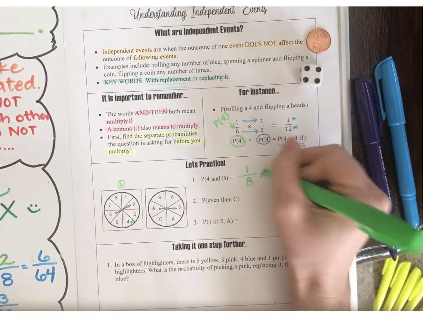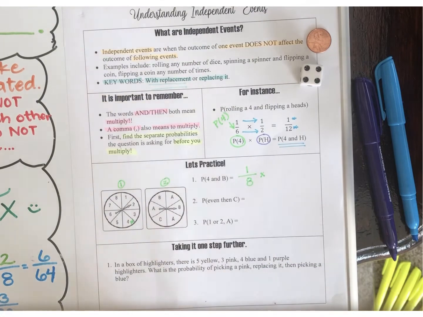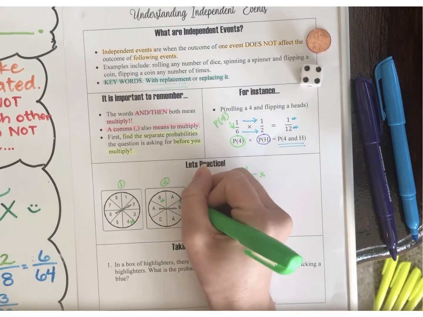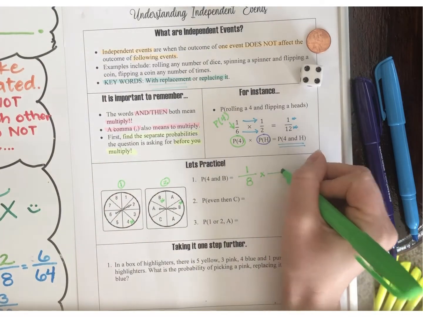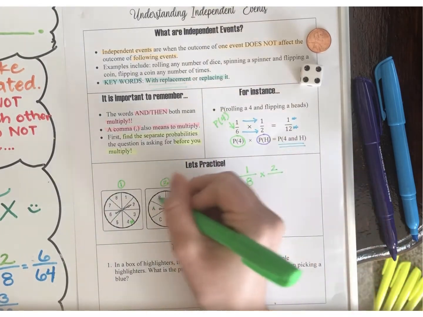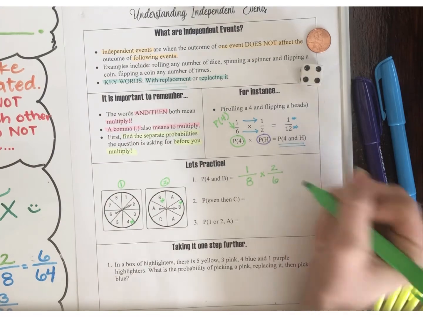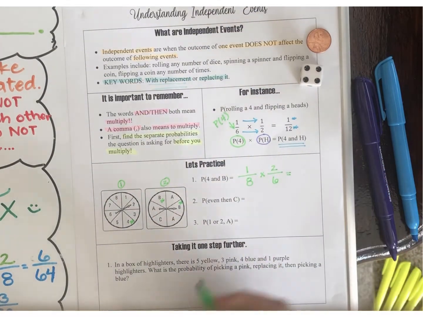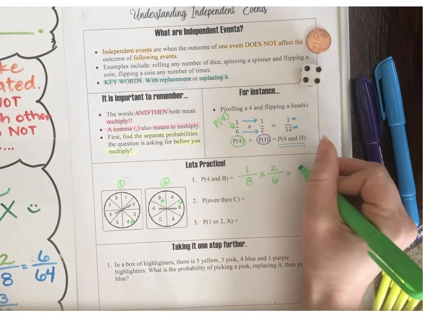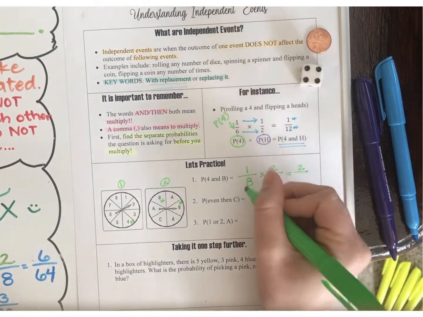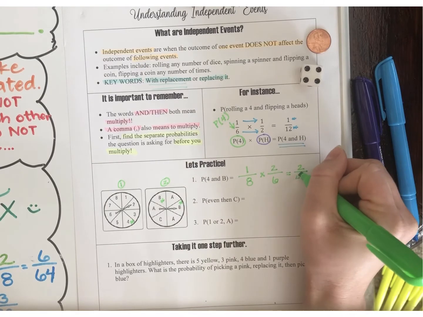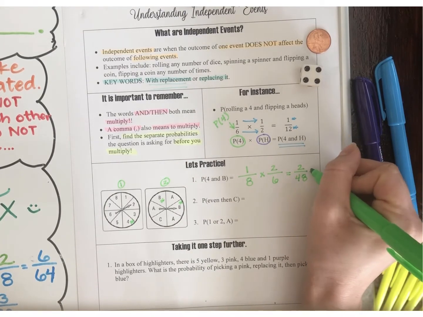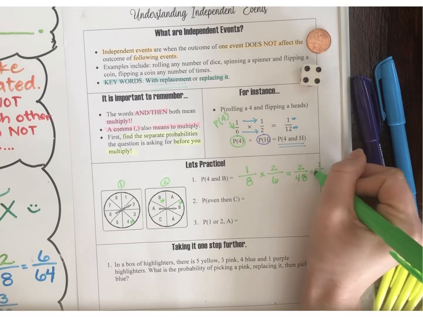Then we look at our second spinner to find our probability of a B. Here you can see there's actually 2 B's on this spinner. So the probability of B is 2 out of a total of 6 sections. We then multiply straight across. 1 times 2 is 2. 8 times 6 is 48. We could even take this 1 step further by simplifying it to 1/24.